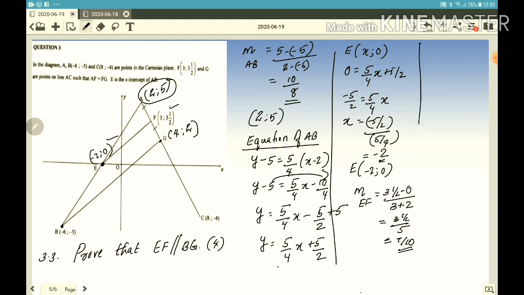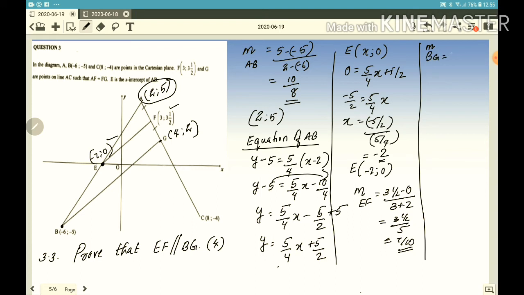Now I have to look for the gradient of BG. You can get it already. The equation was given in one of the previous questions, or just find the gradient because we know what B is and what G is. That is the gradient of BG.